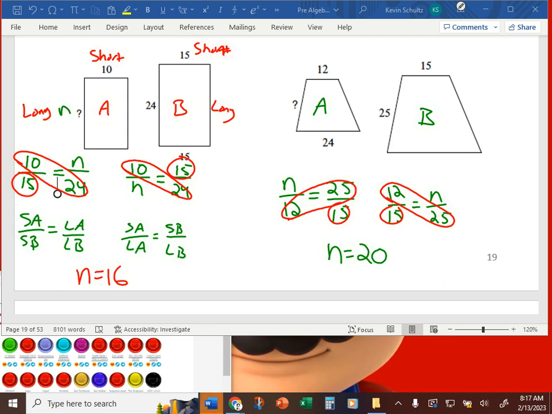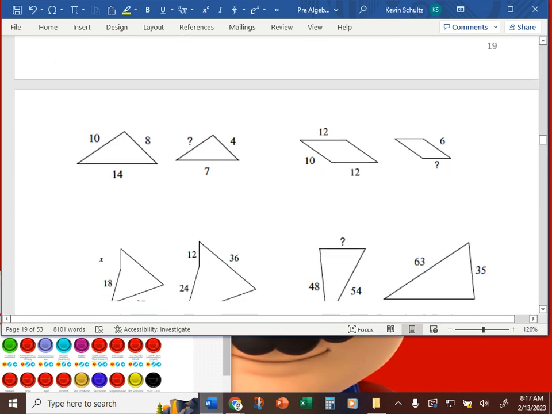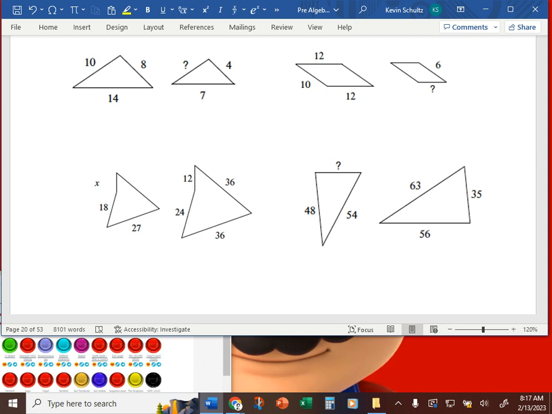Okay, let's look at the backside. A couple different things going on here. More shapes to work with here. Again, you are setting up the proportion. I need to see the proportion when I check your homework tomorrow, so work has got to be shown here. Set up the proportion. Solve for the variable.